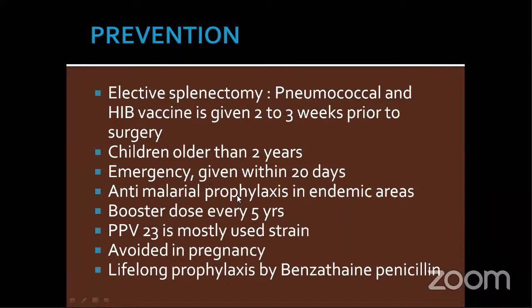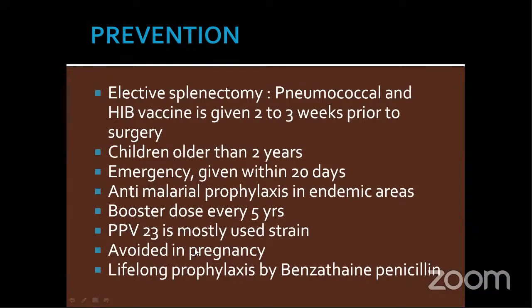Anti-malarial prophylaxis has to be given in the endemic areas. And the booster doses of these vaccines have to be given every 5 years. Or some people will assess the immunoglobulin values in the blood, and then accordingly you can plan the booster doses. This is the most common strain of vaccine you give. It is different for children. This is the most common splenectomy prophylaxis, this is the strain of the vaccine.